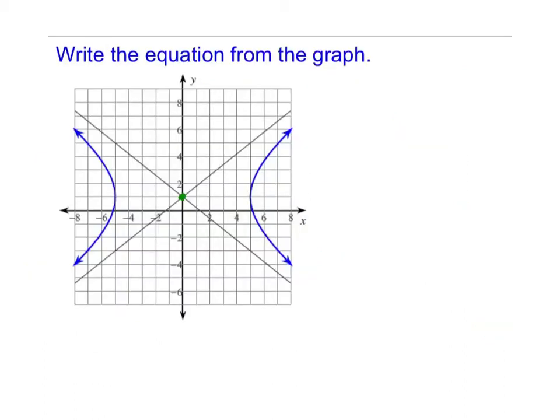We can work this backwards. We can actually find the equation from a graph. And so we need two things. First, we need to know which axis the hyperbola goes through, which of course is x. So we're going to be using this formula.